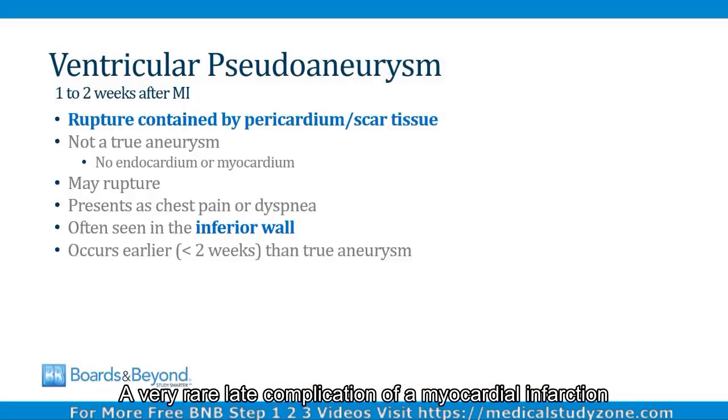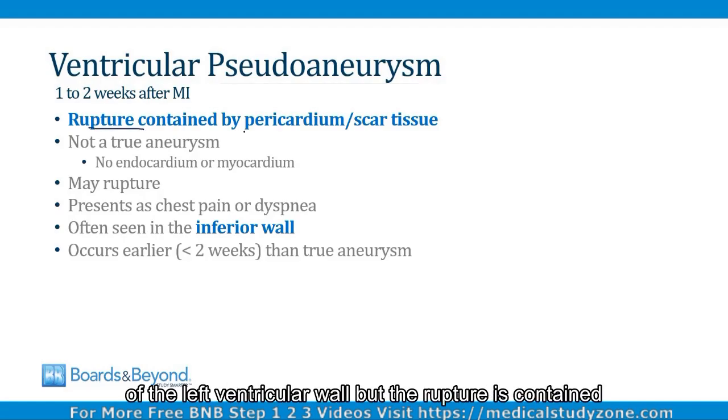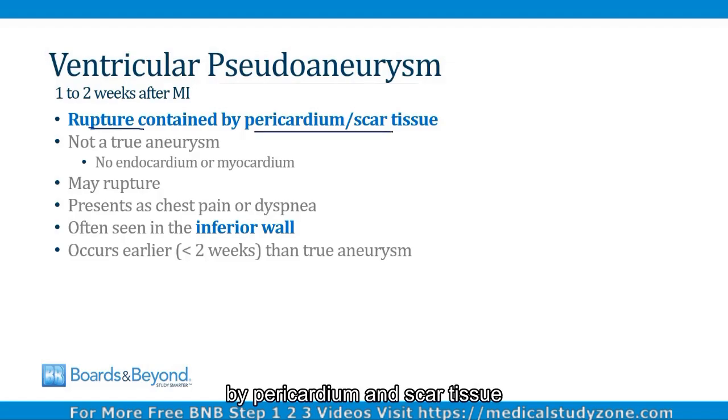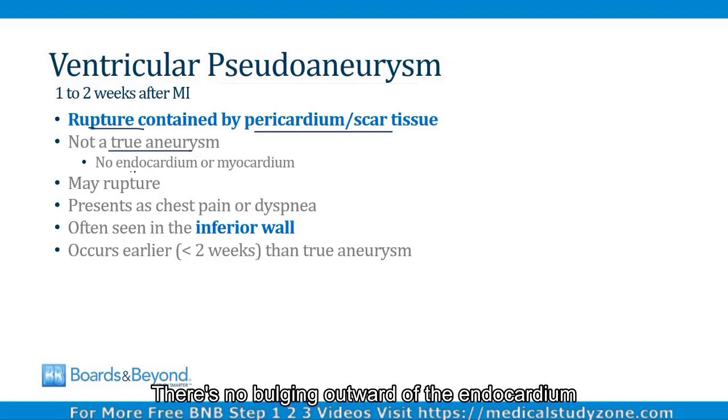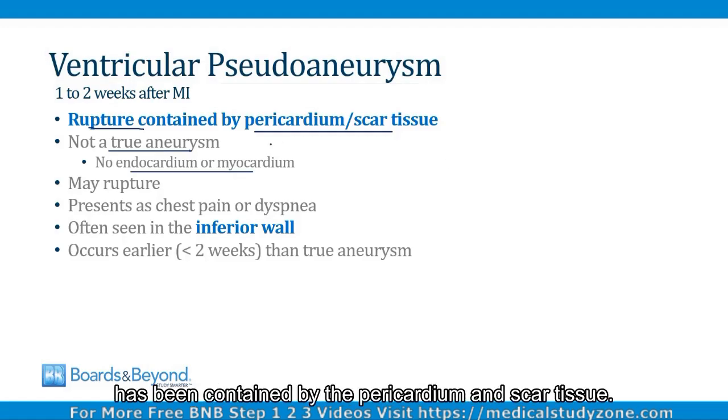A very rare late complication of a myocardial infarction is a ventricular pseudoaneurysm. In a ventricular pseudoaneurysm, there's rupture of the left ventricular wall, but the rupture is contained by pericardium and scar tissue. So it's not really an aneurysm. There's no bulging outward of the endocardium or the myocardium. It's just that a break in the left ventricular wall has been contained by the pericardium and scar tissue.